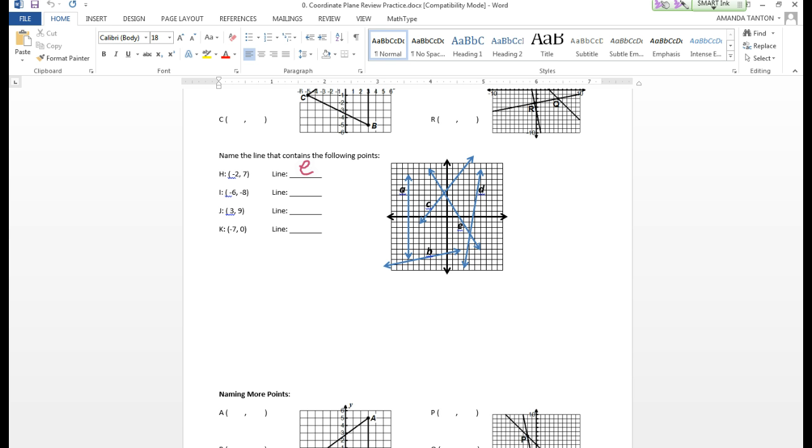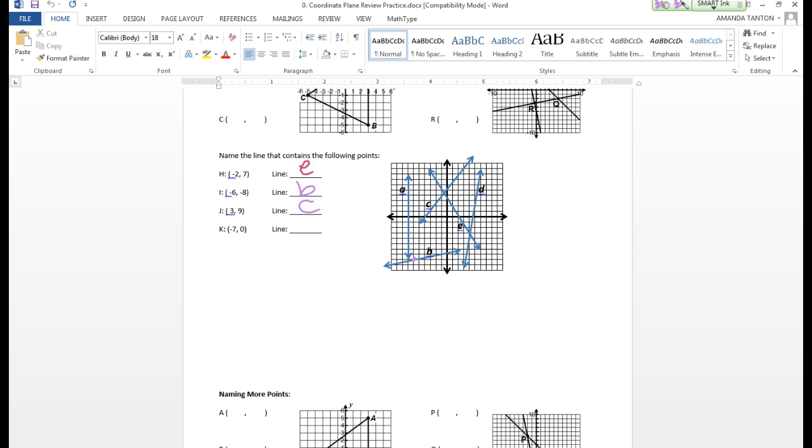Which line does I fall on? Negative 7, 8. Yep, B, very good. Betty, what about J? Oh, she was ready to go. C. And Jessica, what about K? I'm so lost.